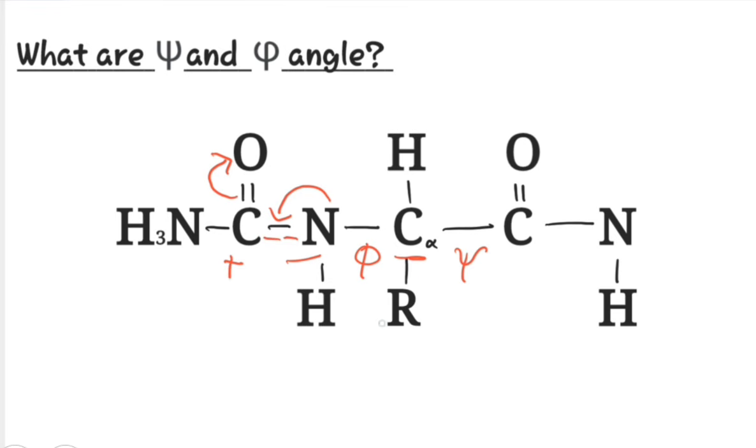Now the rotation mainly depends upon this R. If this R is simple, for example as in glycine it is H, the rotation is more. Similarly, if R is of proline which has a complex structure and is bulkier group, the rotation is very difficult.